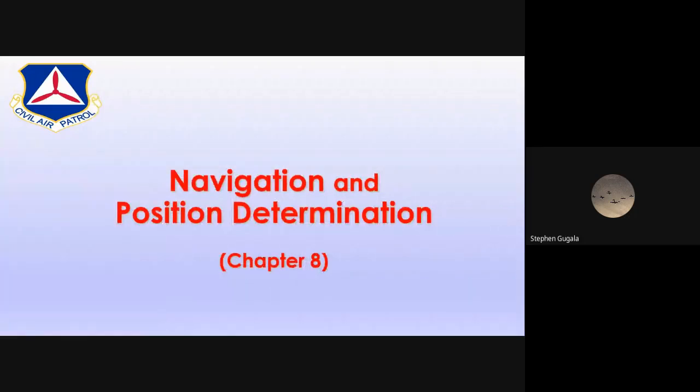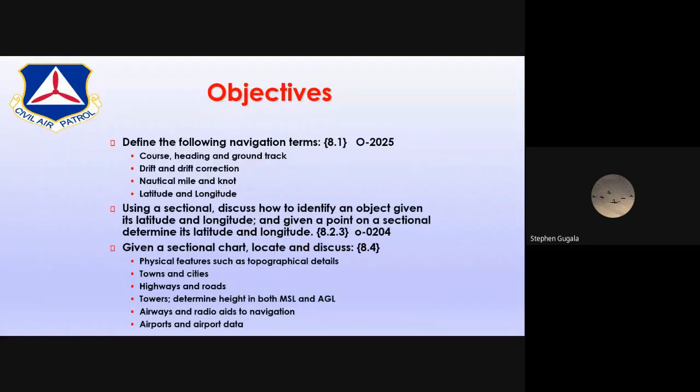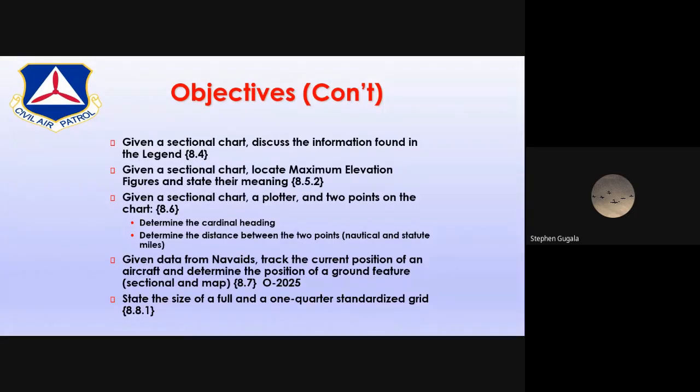Navigation and position determination. Okay, so now we're finally in the air. Where do we go and how do we get there and where are we at? The objectives. We're going to talk about some basic terms for navigation, which is going to be under task 02025. We're going to get into using a sectional, discussing how to identify objects on the sectional and position. And talk a little bit about the legend and the physical features that are depicted on the sectional chart. It's all about the sectional today. Lots of information there.